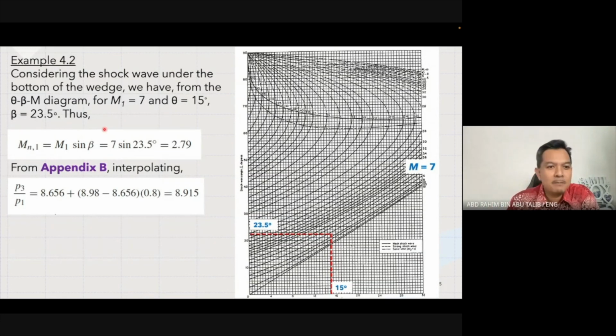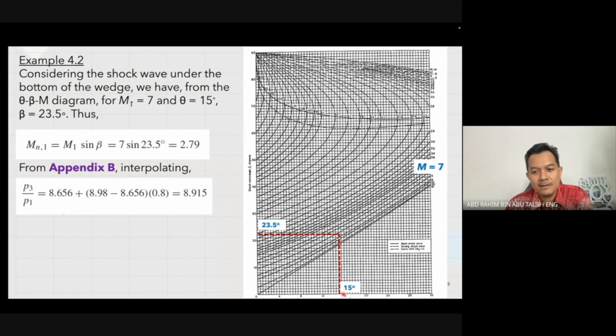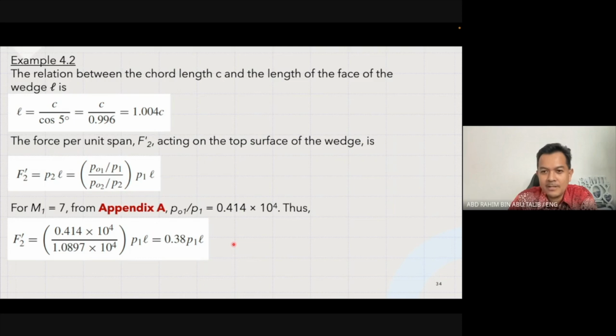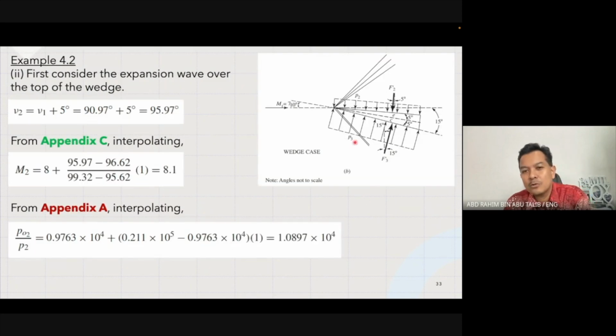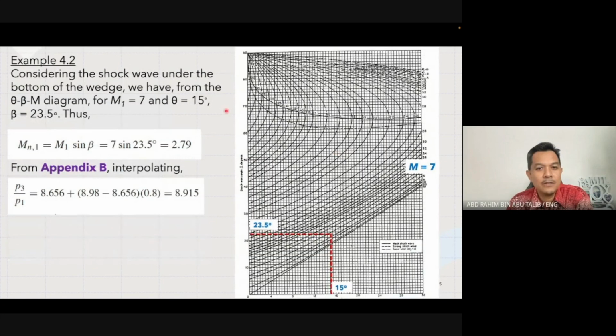Now, using the same theta-beta-Mach number diagram for the shock under the bottom of the wedge, similarly at Mach 7, the theta is now 15 degrees, right? Because 5 plus 10. Maybe we can just show back. So it is 10 degrees plus 5 degrees, so it becomes 15 degrees. So 15 degrees of theta.